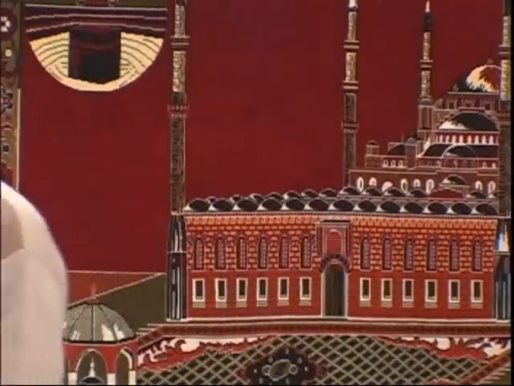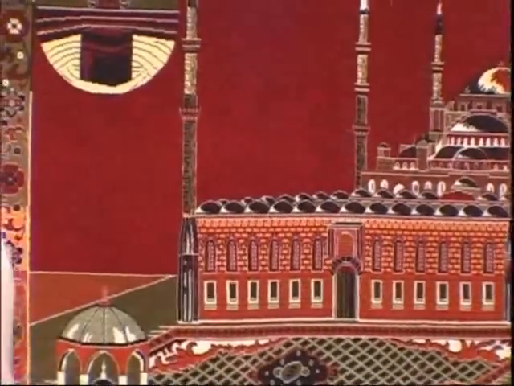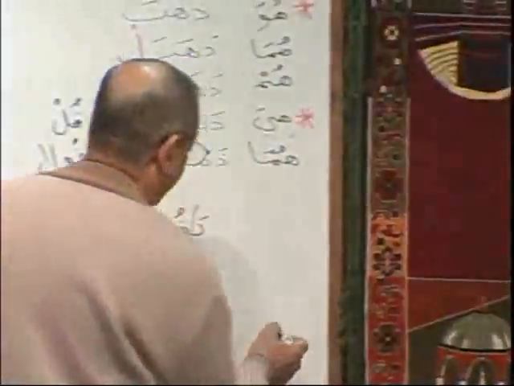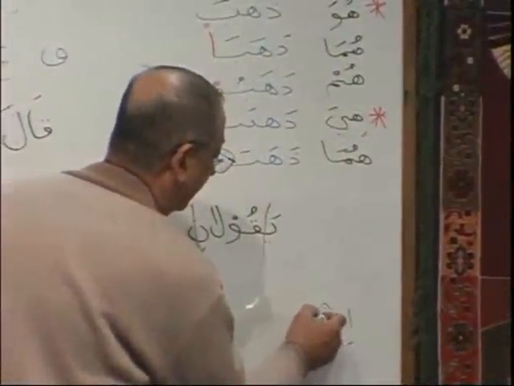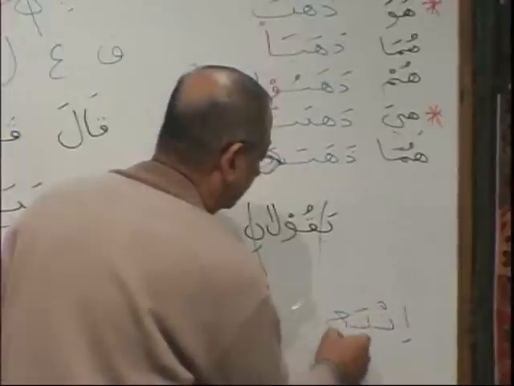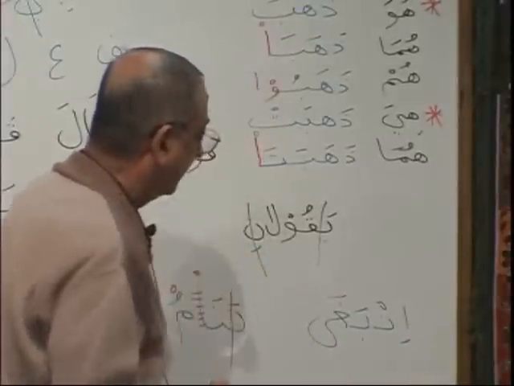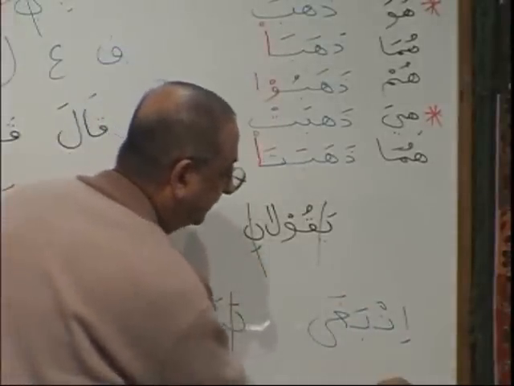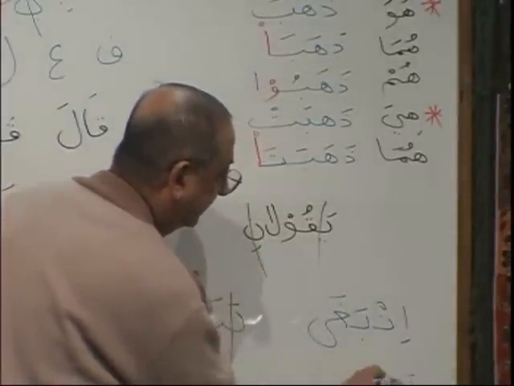Again kathiran came. Brother, here it is. Yanbaghi. What kind of verb is this? No, this is definitely not a three-letter verb. What is this verb? Inbagha. What is it? Inbagha. I will write it down, brother. You don't have to worry. Inbagha. What will be the mudari?